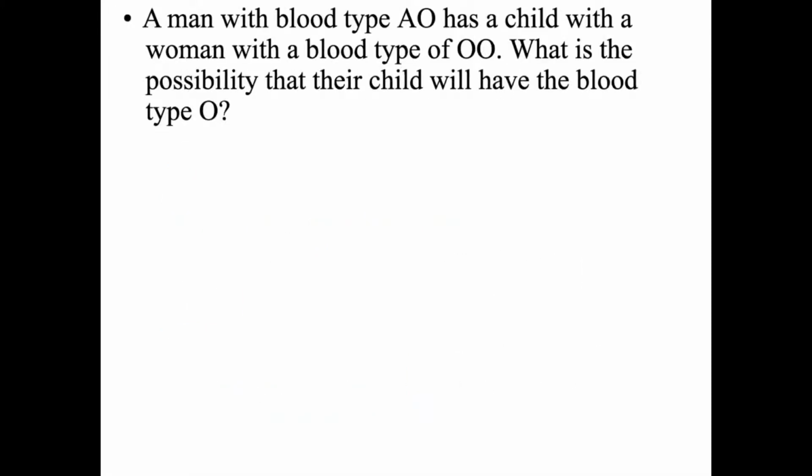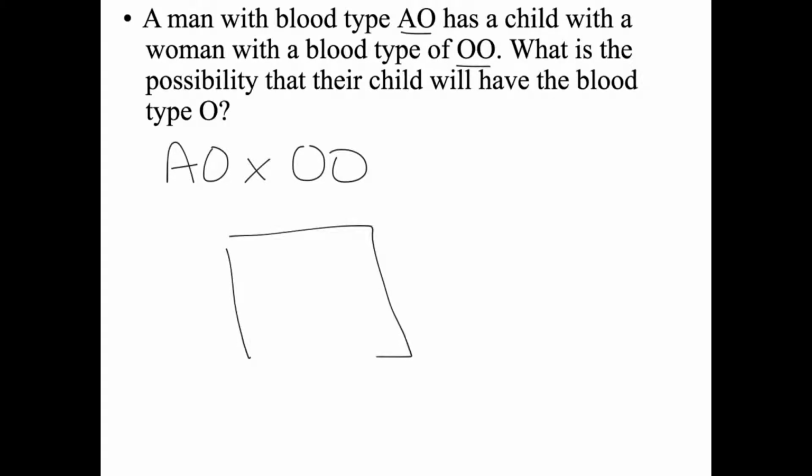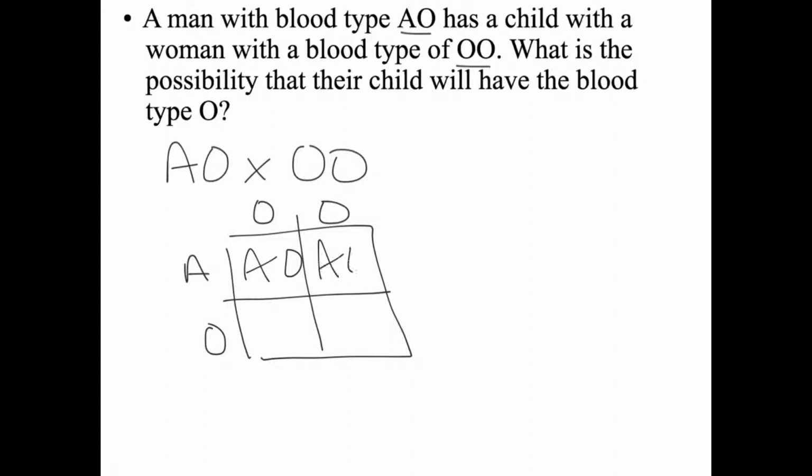Here's another blood type question, and in this one we have our genotypes already given to us. So the man has the genotype AO, and he marries a woman who is type O blood, or genotype OO. So again, we're going to put those gametes into a Punnett square. So AO for the man, OO for the woman. Now we're going to fill in the boxes. So AO, AO, OO, and OO.